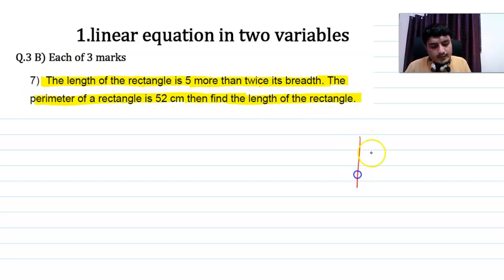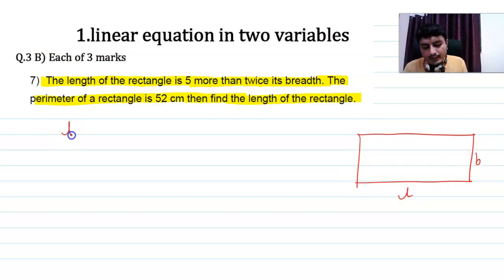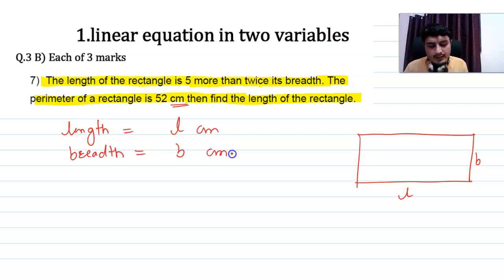Now look at the figure. Suppose we have a rectangle whose length is L and breadth is B. So I am writing length of the rectangle equals L. We have given the dimensions in centimeters, so L centimeter, and breadth of the rectangle equals B centimeter.